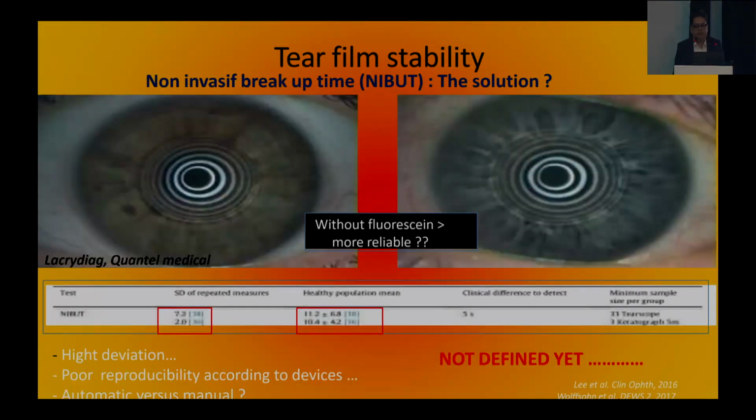For tear film stability, whenever you have a topography system, we can use the non-invasive tear film breakup time without instilling any fluorescent dye.